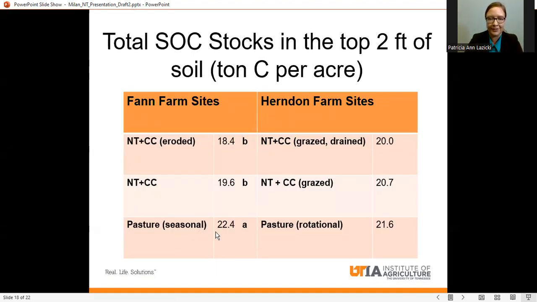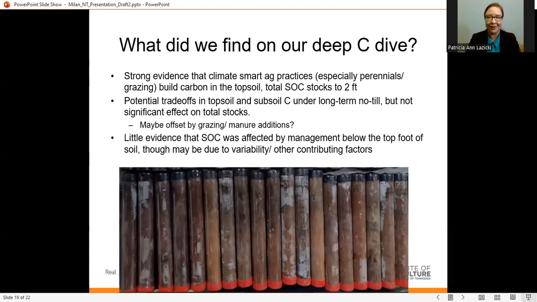Looking at the total carbon stocks, at the first site, the pasture was significantly higher than the 2 row crop sites. But again, that eroded and non-eroded site, no difference from each other. At the other site, no difference actually when we looked at the total carbon stocks between the pasture and the 2 row crop sites. So overall, what did we find in our deep dive?